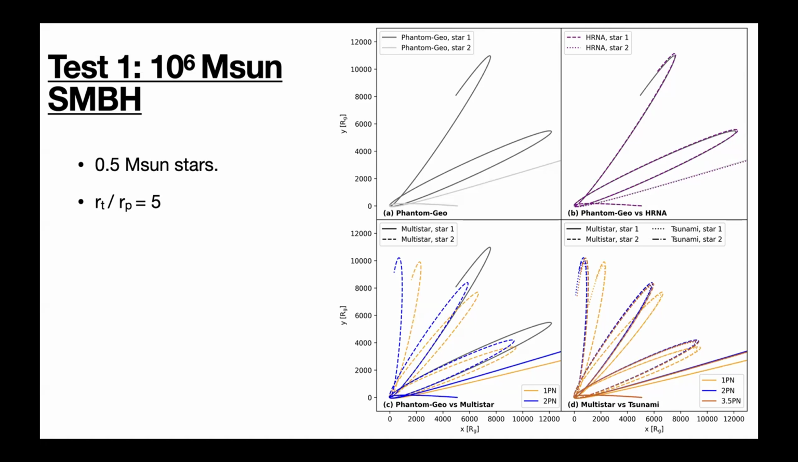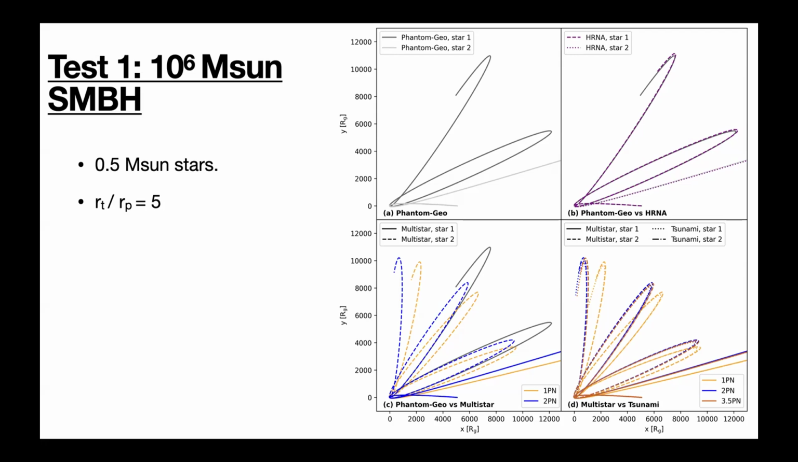In the third panel, we compare the Phantom Geo code with Multistar, which is the PN code. Now we can see there is a difference. We plot the first order post-Newtonian term and the second order post-Newtonian term here. The 2PN includes the 1PN term as well. We can see that the 1PN term is not a very good match with what we expect from the Phantom Geo codes.